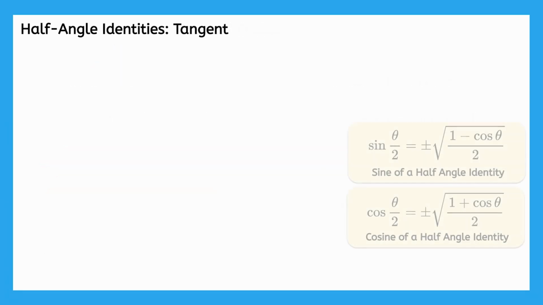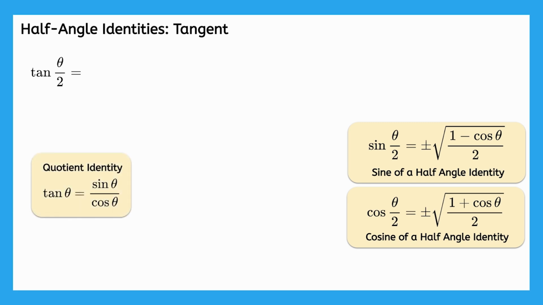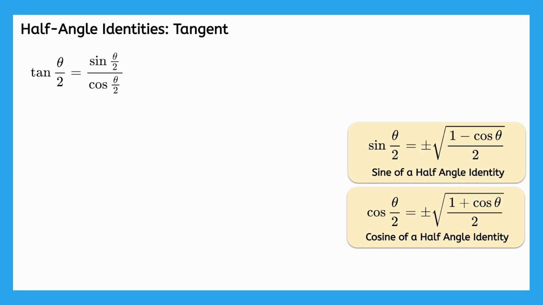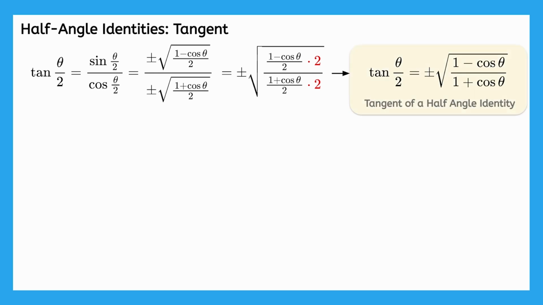With our sine and cosine of a half angle identities, we can find an identity for tangent of a half angle. By the quotient identity, tangent of theta over 2 equals sine of theta over 2 over cosine of theta over 2. Then we can expand using our new half-angle identities, and after some simplifying, we get that tangent of theta over 2 equals plus minus square root of 1 minus cosine theta over 1 plus cosine theta, which is our tangent of a half-angle identity.